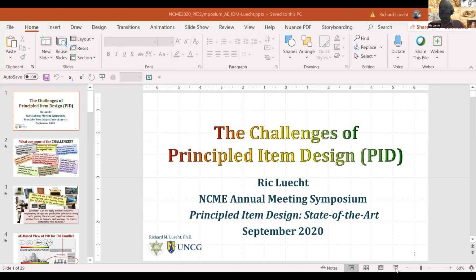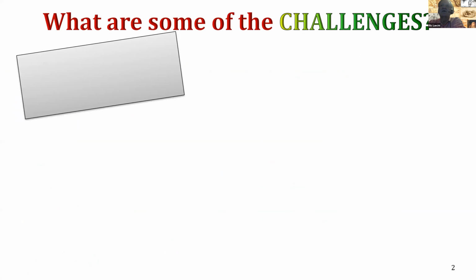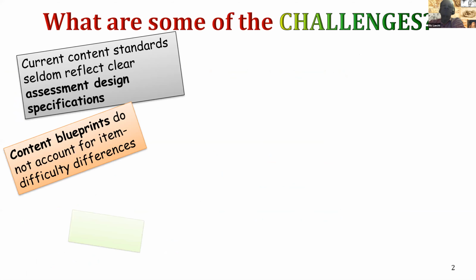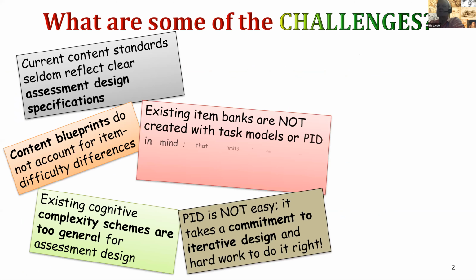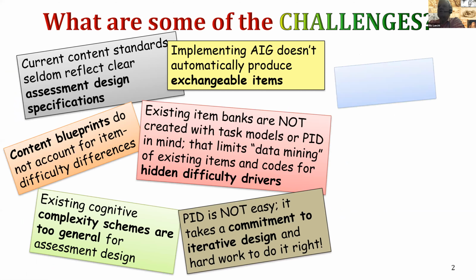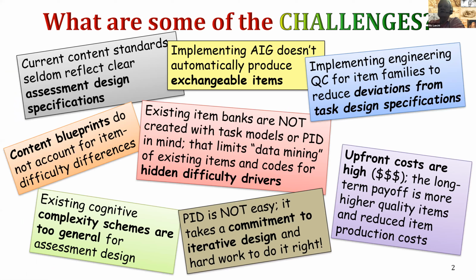Okay, so I'm Rick Lecht from the University of North Carolina at Greensboro. I want to talk about a specific type of challenge of principled item design, at least as I've been dealing with it. If I actually wanted to spend time, we could talk about any of these things that are coming up: the lack of specificity of content, people that go hunting for difficulty drivers, QC of the task models, the exchangeability or isomorphism of AIG, et cetera. I'm going to talk about parts of these, but none of these in specific.